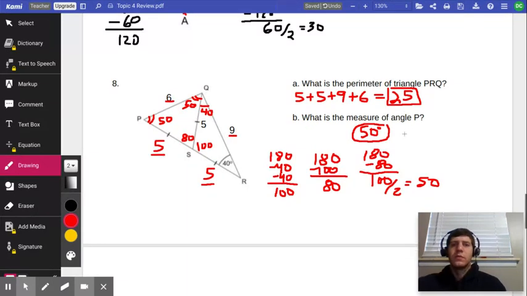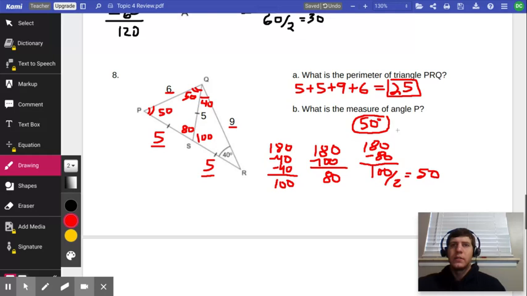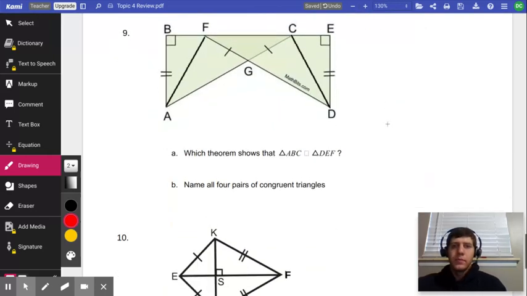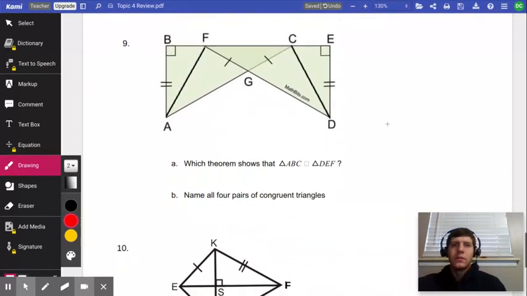Okay. So that's number 7 and 8, perimeter and angle measures. All right. Okay, and then we got some more complex diagrams here. All right. So which theorem shows that triangle ABC is congruent to triangle DEF? So let's highlight those first. So here's triangle ABC.